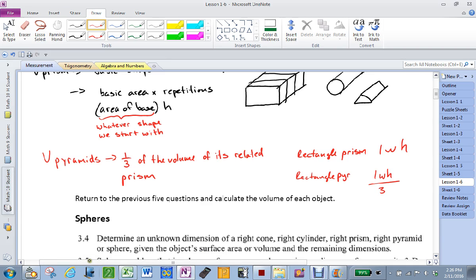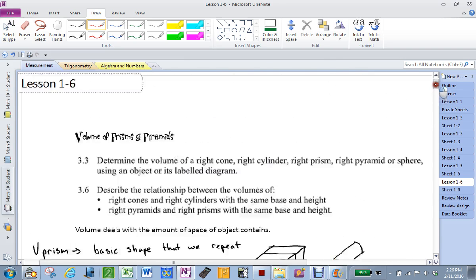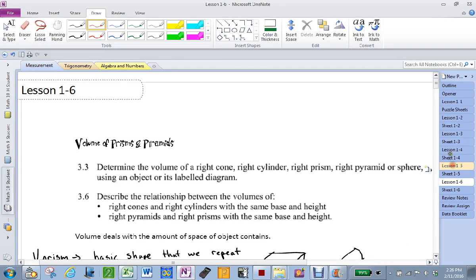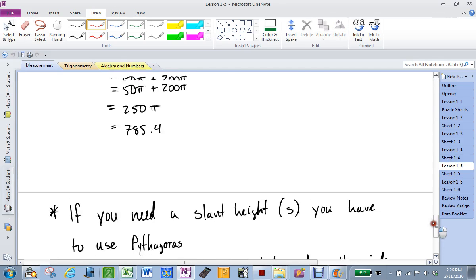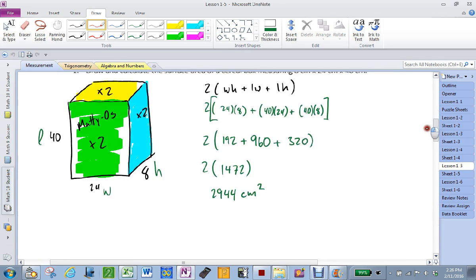All right. Return to the previous 5 questions and calculate the volume. That's your job. That's your homework tonight. The 5 questions on the last sheet that we did the surface area for, go back and do volume. It won't take up a lot of room because volume is way shorter. We got enough time to do the first one.